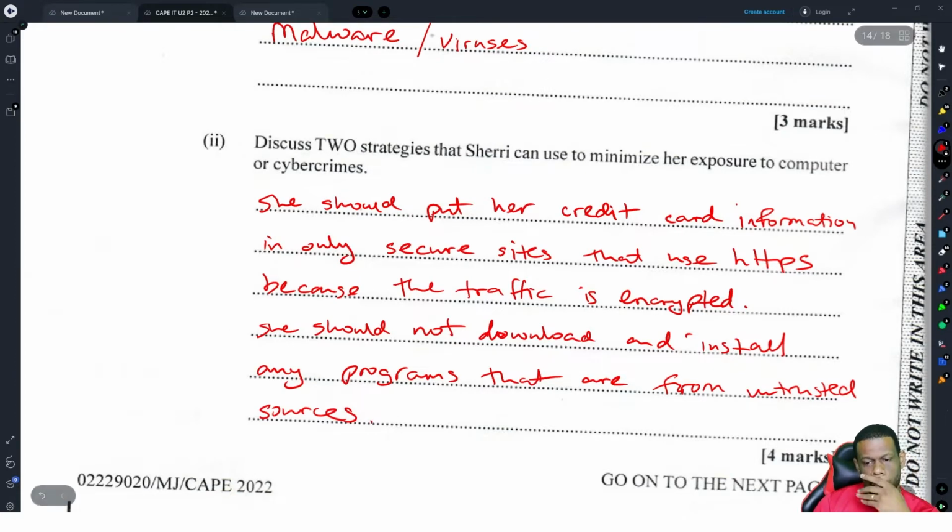Yeah. Cool. That sounds good. 2 marks each. This one says credit card information. That's the key point there. The next part is HTTPS, which is encrypted. Installing programs, so you shouldn't download, key point there, from untrusted sources. Right, that'll be your 4 marks there.